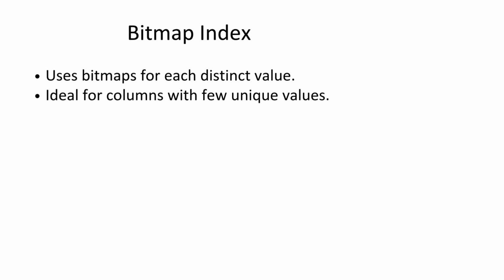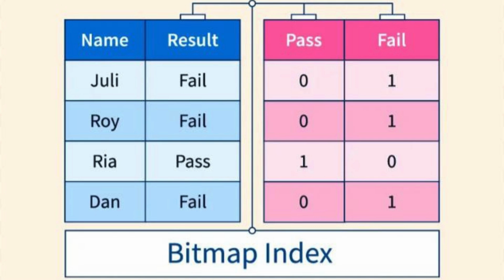Bitmap index. A bitmap index uses a bitmap array of bits for each distinct value in a column. It is useful in data warehouses and queries with many AND or OR conditions on categorical data.